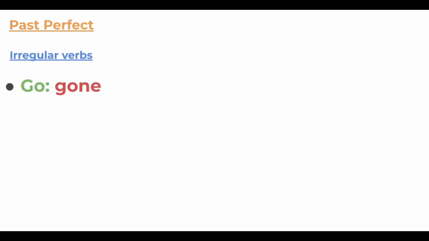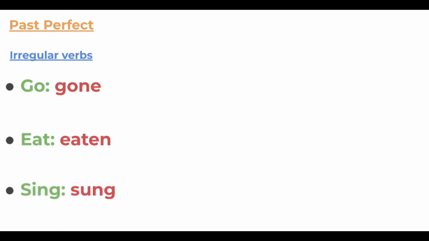Examples: go becomes gone, eat becomes eaten, sing becomes sung. So actually they're different to the past tense forms. They're their own past participle forms here. Okay, so hopefully that's shed some light on the past participle.